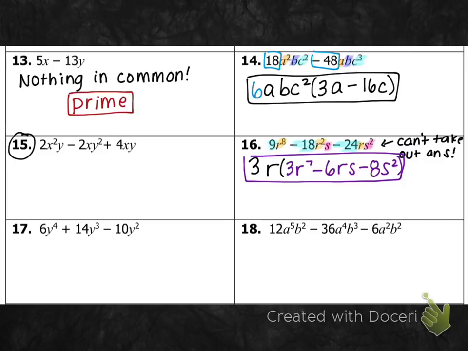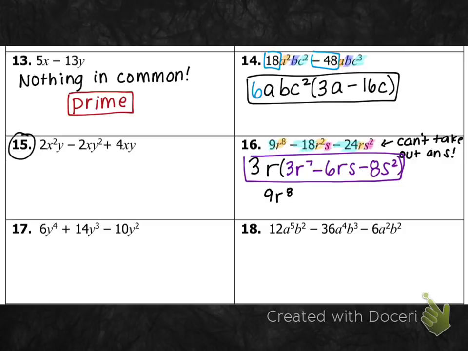Okay. Then let's check. 3 times 3 is 9. R times r to the 7th is r to the 8th. 3 times negative 6 is negative 18. R times r is r squared. And then we have that s. And then 3 times negative 8 is negative 24. R times s squared is rs squared.